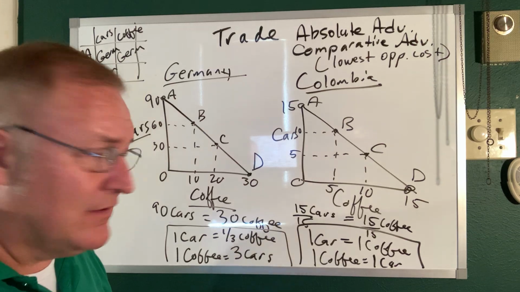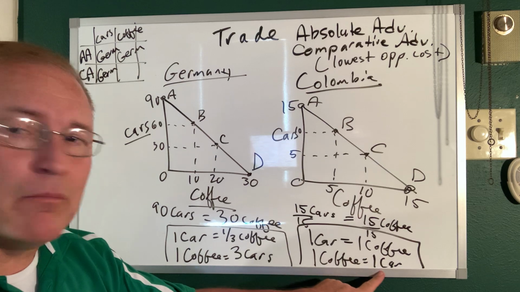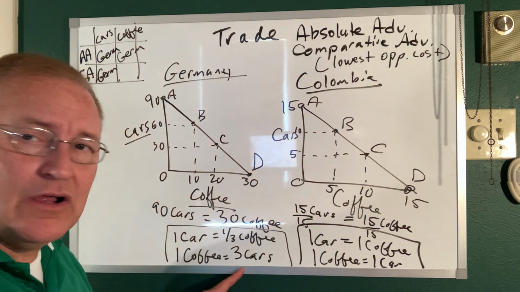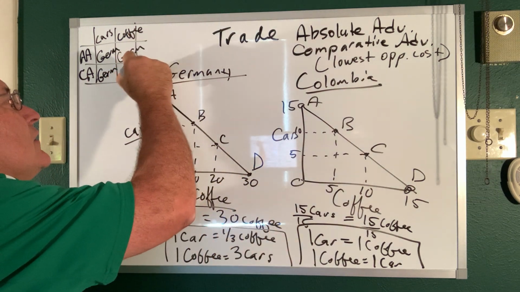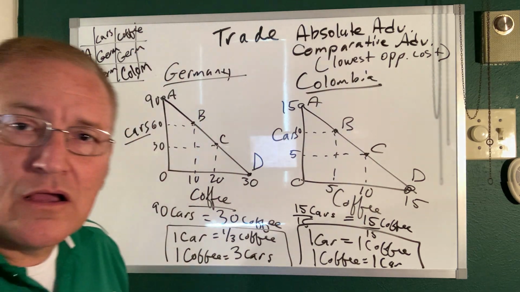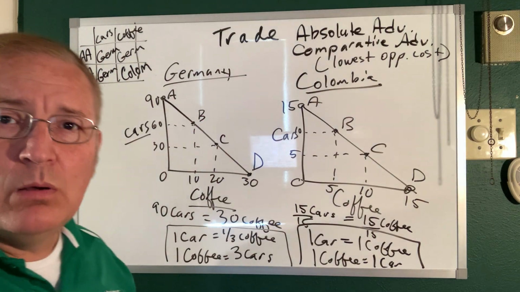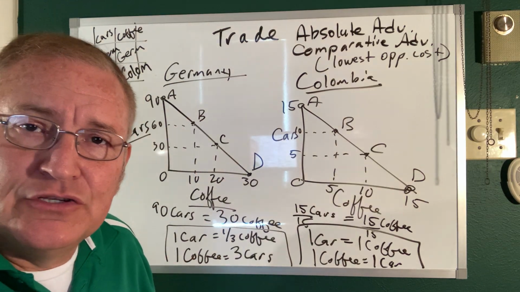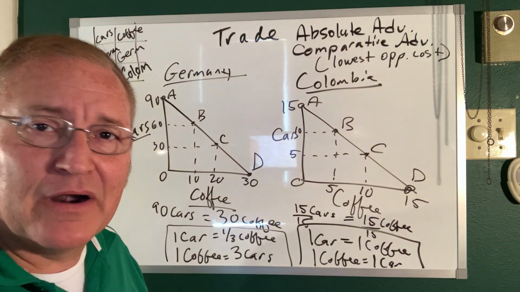But what about coffee? Look at coffee. Now, in order to gain a coffee, Colombia has to give up 1 car. But for Germany to gain a coffee, they have to give up 3 cars. So this is the lowest opportunity cost. So Colombia has the comparative advantage in the production of coffee. And now it makes sense. Now it makes sense for Colombia to trade with Germany based upon comparative advantage.